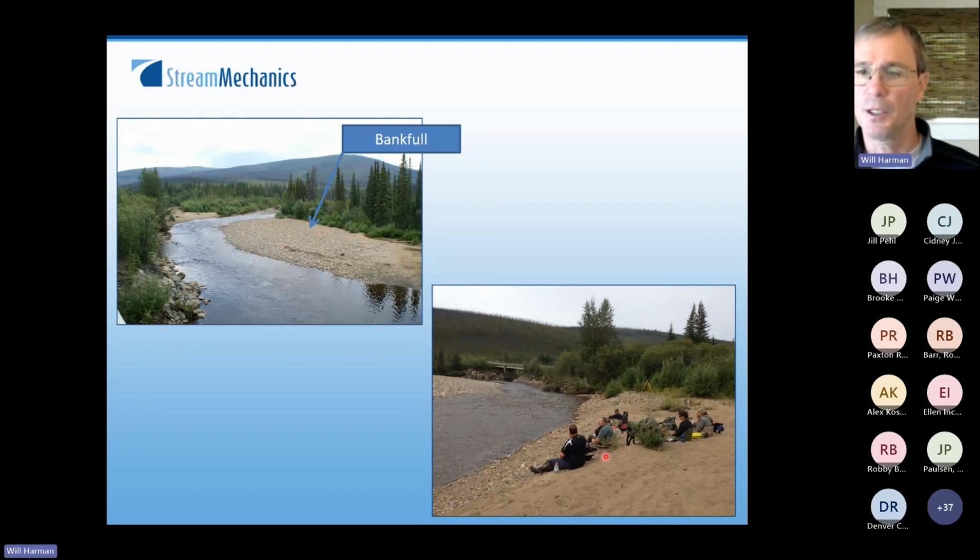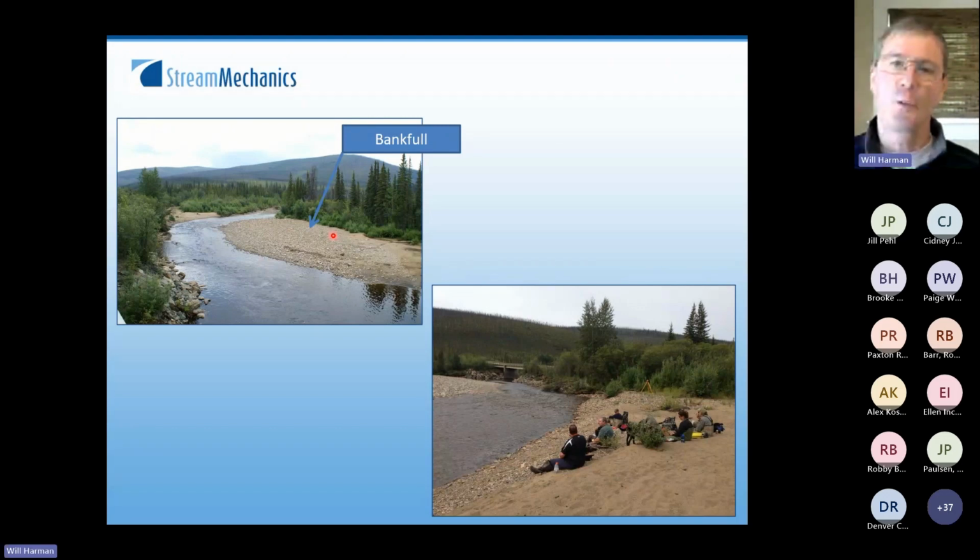These folks are all sitting right over here. I kind of zoomed in because you can see the change in grain size. Right at this Bankfull feature, where it breaks from the channel to the floodplain, we also see a change from gravel that was transported by the river to sand, which is being deposited on the floodplain.